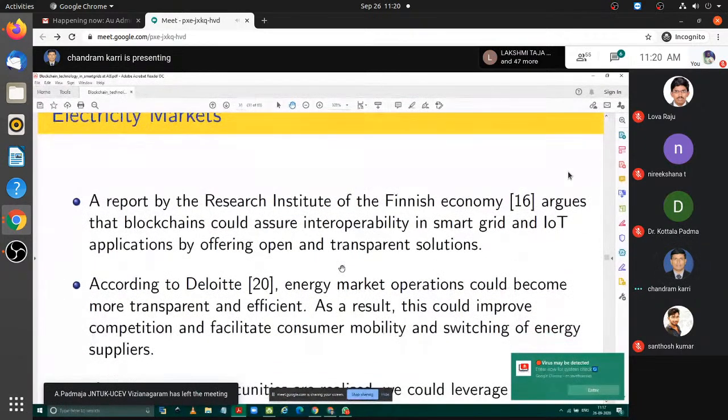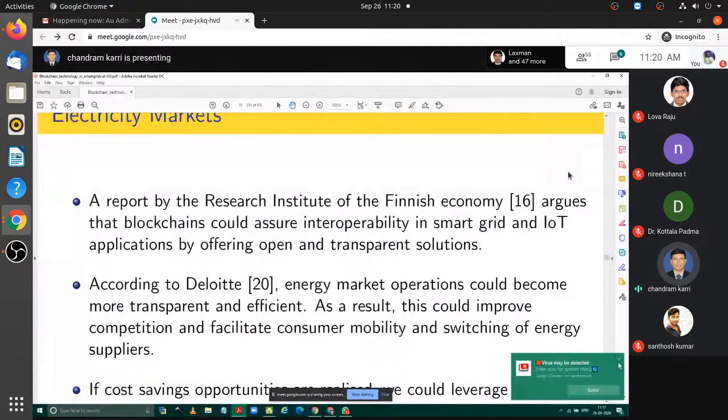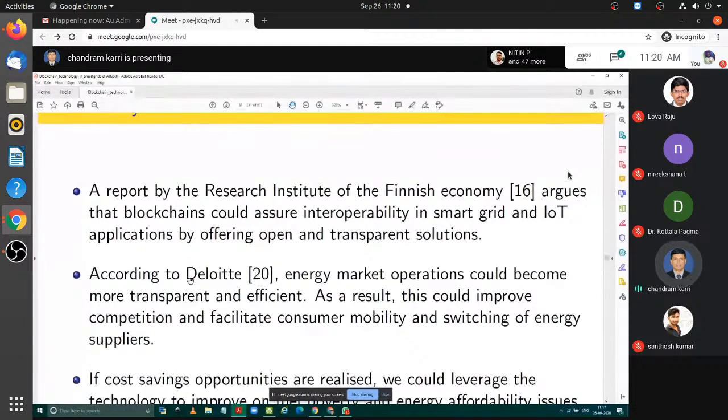Currently, several market operators, even in a private mode, have studied blockchain technology and its development for the electricity market. You can just go through this Finnish economy. Their argument is that if we adopt IoT along with blockchain technology, it will be more beneficial at the level of the smart grid. And also Deloitte has given very good information about market operations and how this blockchain technology may be useful for electricity markets.